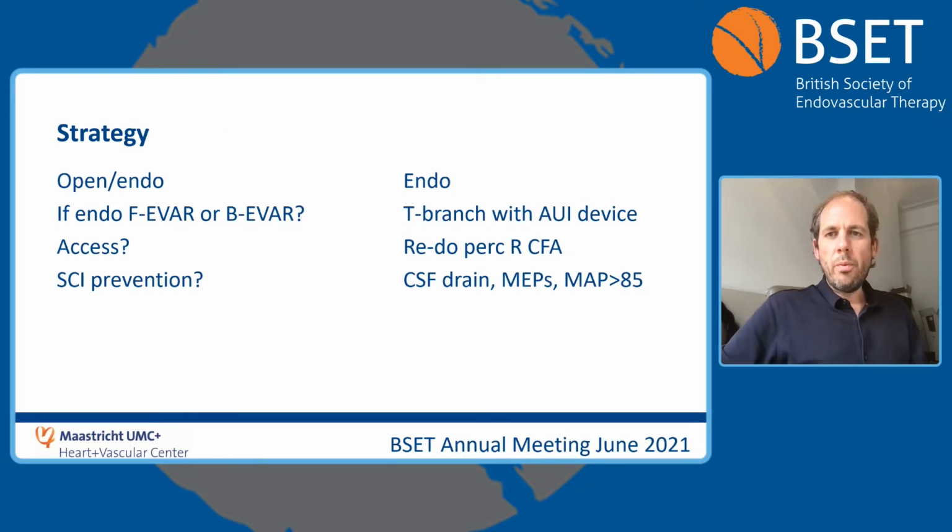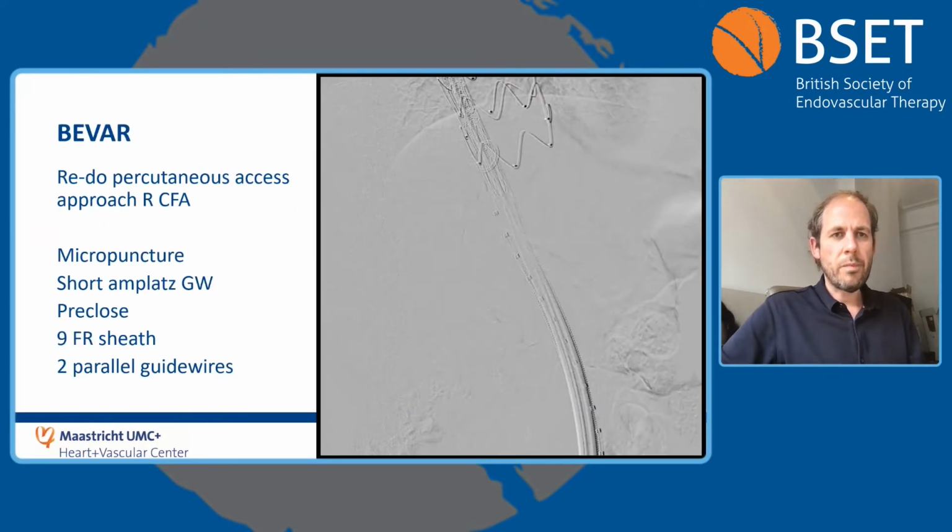We choose endo. The patient was suitable for a T-branch. We choose an AUI device to go more distally. We did a redo percutaneous right common femoral artery approach, redo between bars because it's a redo after perc, of course, and put in another CSF drain, MEPs, and kept the blood pressure high.